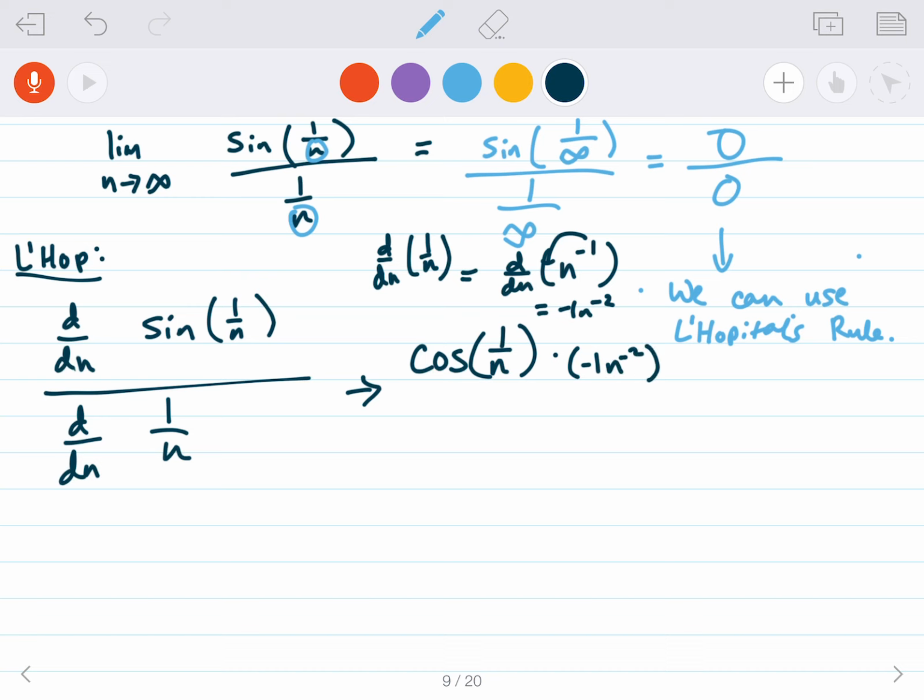All right, so that's the derivative of the top. The derivative of 1 over n we just said was negative 1 times n to the negative 2. And now what's awesome here is these guys cancel out, and I'm left with the limit as n goes to infinity of cosine of 1 over n.